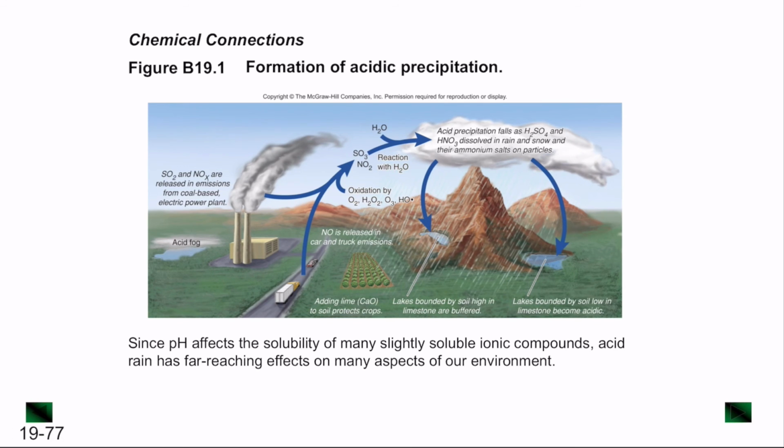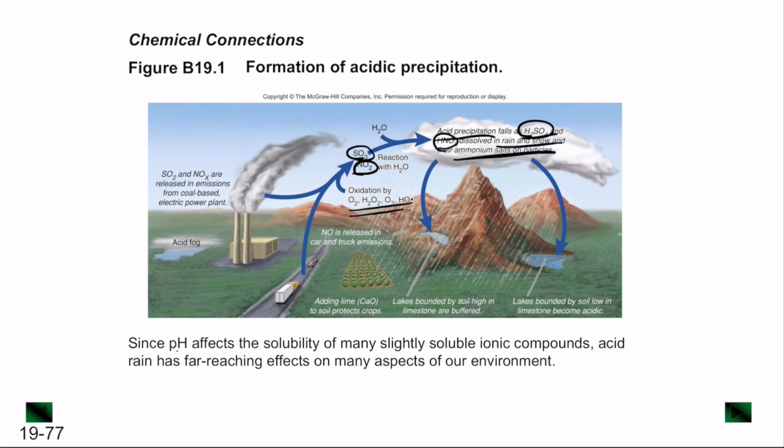So one of the best examples for understanding selective precipitation involves the formation of acid rain. Notice that the precipitation occurs when the nitrous oxide, sulfur oxide, and other oxides generally undergo oxidation with oxygen, hydrogen peroxide, and ozone, resulting in the formation of acid precipitation, which falls as sulfuric acid and nitric acid dissolved in rain and snow, along with their ammonia salts on the particles.